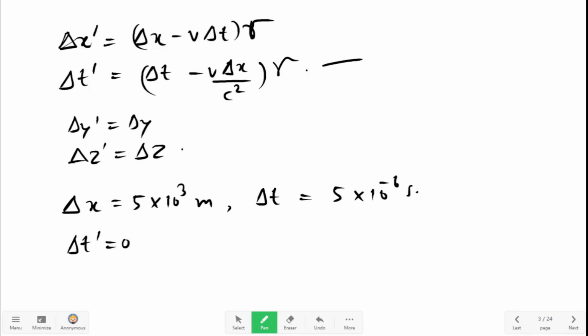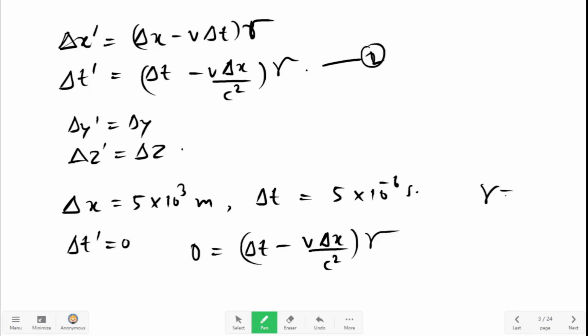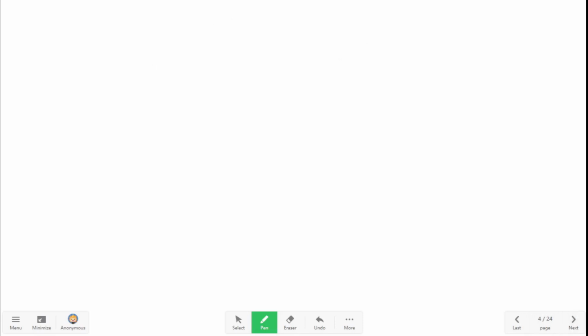Therefore if we use relation 2, then we will get 0 is equal to delta t minus v into delta x upon c square times gamma. Here gamma is equal to 1 divided by root of 1 minus v square upon c square. So from here we can write delta t is equal to v into delta x upon c square. We need v, so we will solve for v. v is equal to delta t times c square divided by delta x.